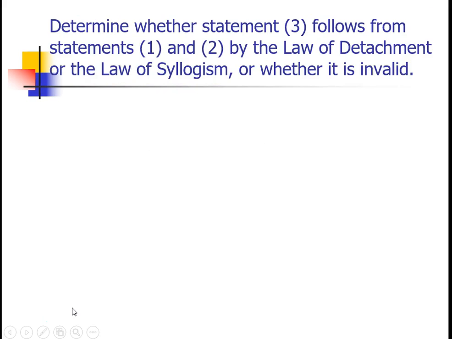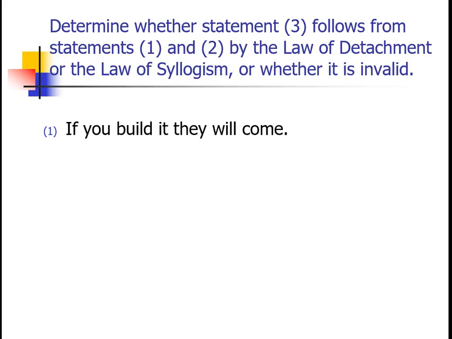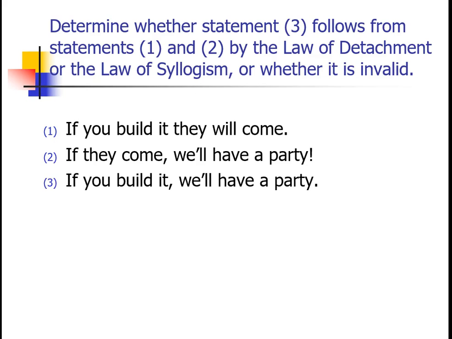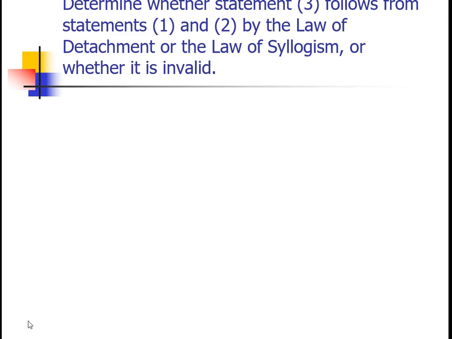Let's try again. If you build it, they will come. If they come, we'll have a party. If you build it, we'll have a party. Is this a valid conclusion, and which law is at play? Let's see how you did. Okay. This is a valid statement. Number 3 is valid, and it is the law of syllogism, or more or less the transitive property of logic. Okay. One more.